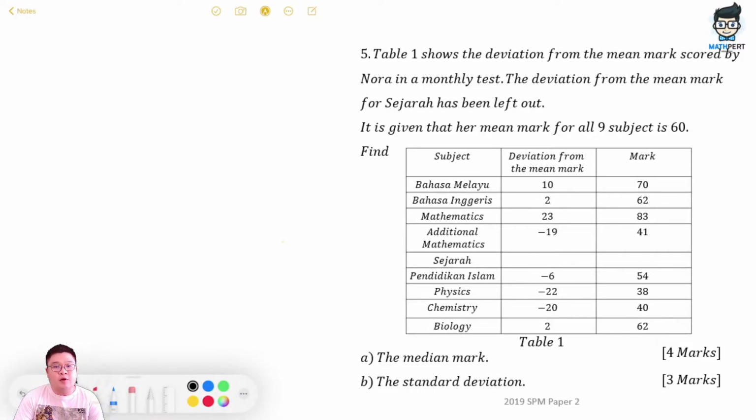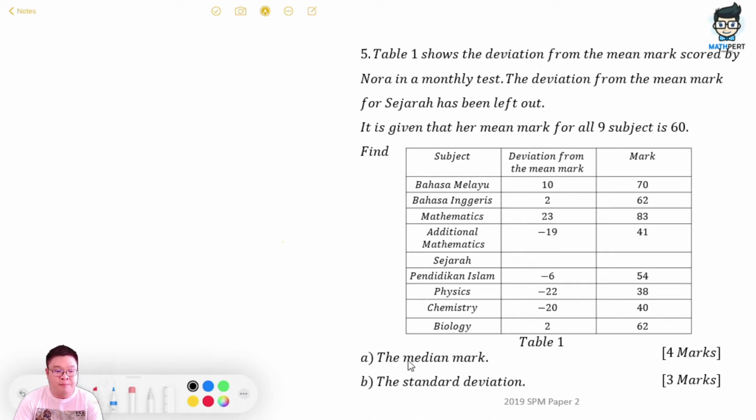Alright, so let's take a look at SPM year 2019, paper 2, question number 5. Table 1 shows the deviations from the mean mark scored by Nora in a monthly test. The deviations from the mean mark for Sejarah have been left out. It is given that her mean mark for all the 9 subjects is 60, and we are asked to find the median mark and the standard deviation.